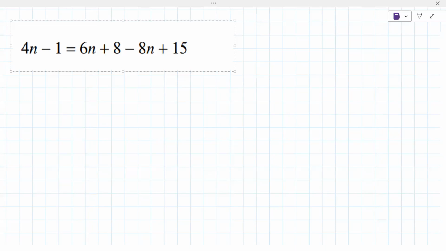Okay. So then 6n minus 8n is negative 2n, so negative 6n on one side. So plus 1, 9 plus 15 is 24. So n equals negative 4. So put that back in. Negative 16 minus 1, negative 17. Negative 24 plus 8.